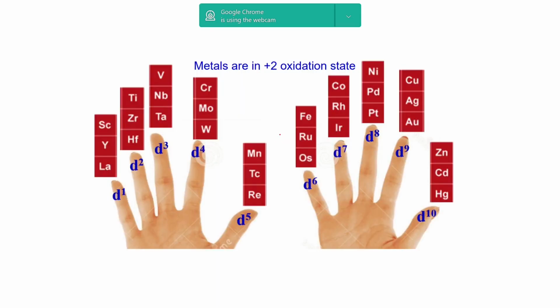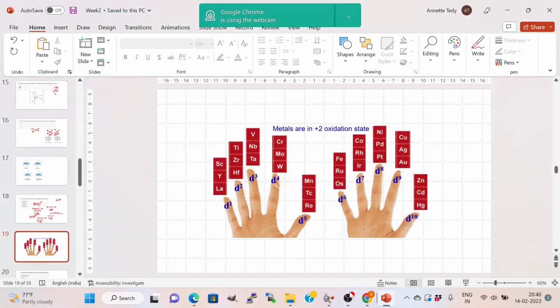See, cobalt has d7. One second. Someone is joining.